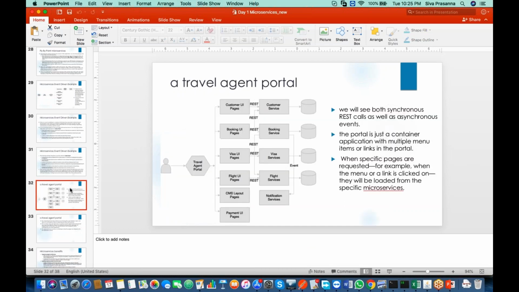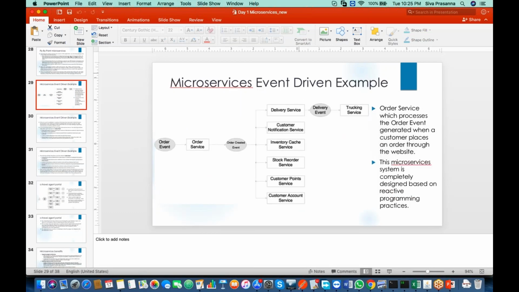We have an example of how exactly a travel portal would work, both based on the event model as well as the request-response model. We have an event-driven architecture based model. So there are different ways in which you can position your solution. Okay, each of them has its own ways.